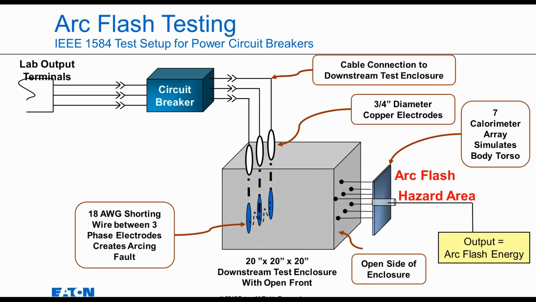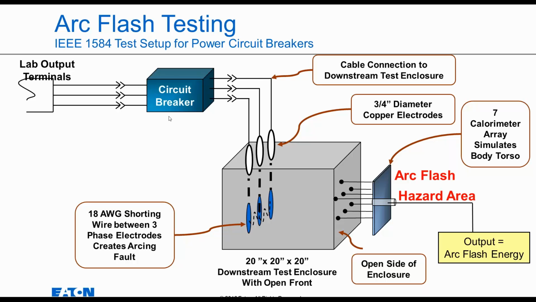And we've tested this in our lab, and there's an IEEE 1584 standard that tells you how to do this arc flash test. And basically, they've come up with this 7-calorimeter array that simulates the body torso. You've got this steel box with the front face open, and these calorimeters measure the arc flash that flows out of this box. Inside the box are 3 conductors, and they're all shorted together with an 18-gauge wire.